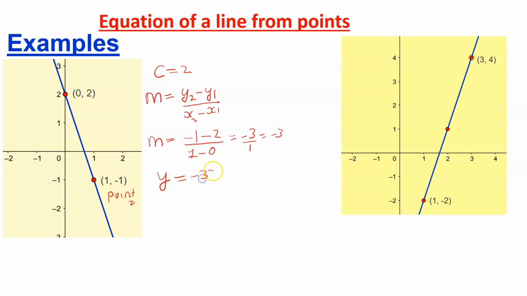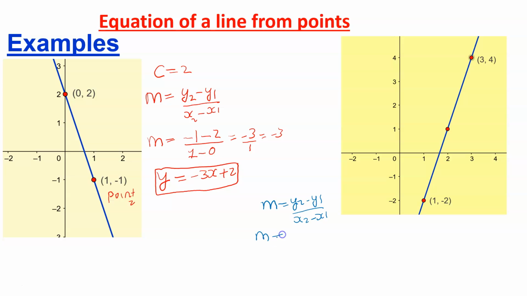So that's -3x, as you see, -3x plus 2. I got 2 points. I don't have the intercept, I just got 2 points. Now, first thing I'm trying to find here is my m. So my m is, as we said, y2 minus y1 divided by x2 minus x1.